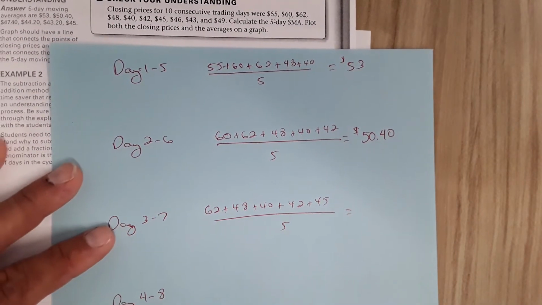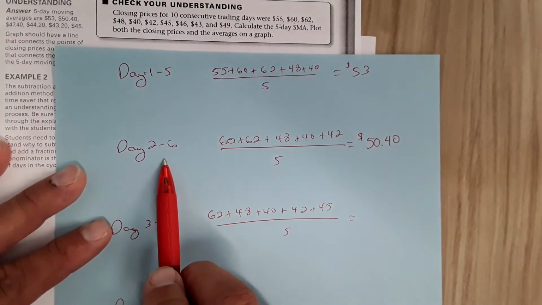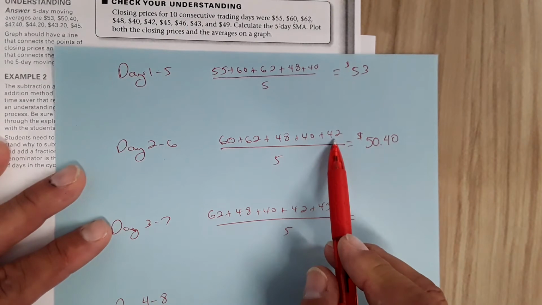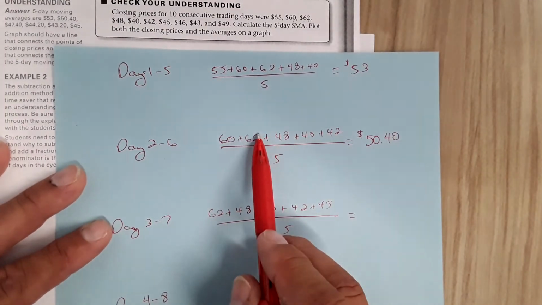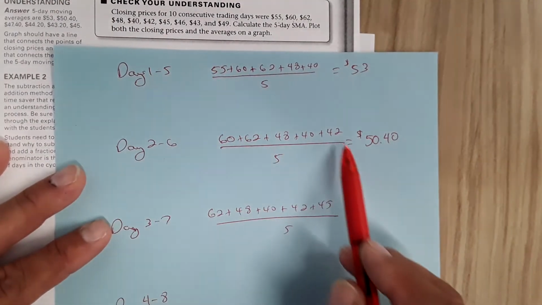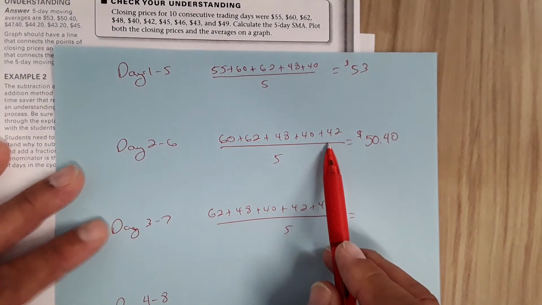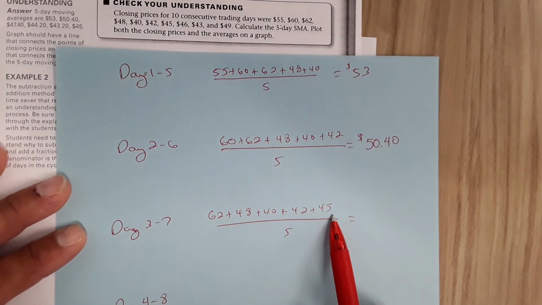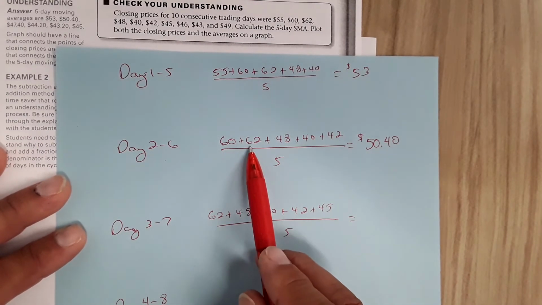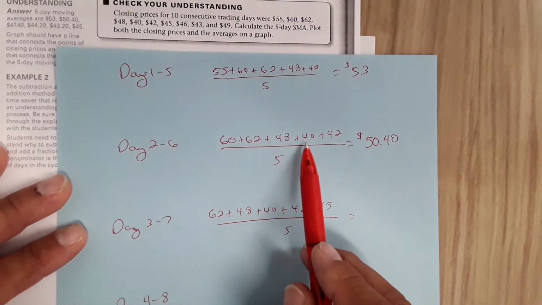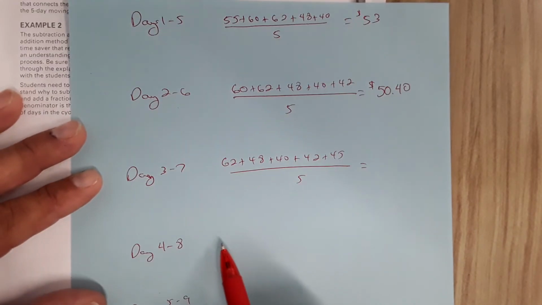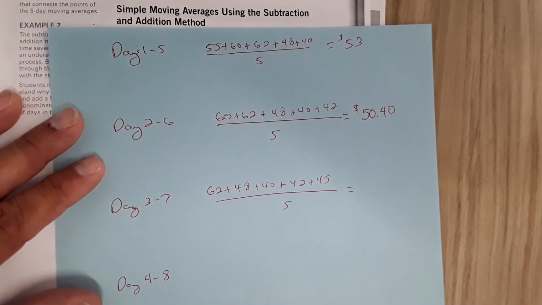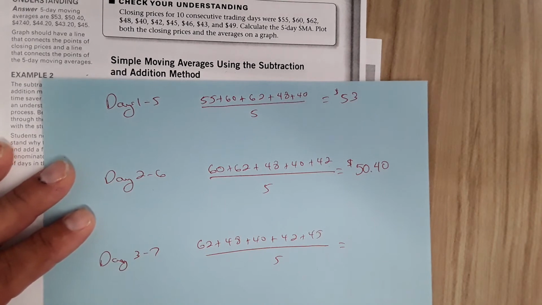If you notice, from days 1 to 5 to days 2 through 6, these numbers are the same, except I took the 55 out and started with the 60. And then I added on the next day, which would be 42. And the numbers for days 2 through 6 are the same as days 3 through 7, except I took the 60 out and started with 62: 62, 48, 40, 42, and then I added the next day. So an easy way to do this, which is called the subtraction and addition method, is you subtract the first number and you add in the next day.